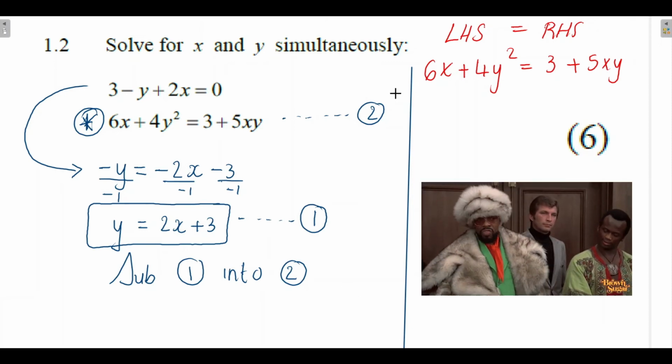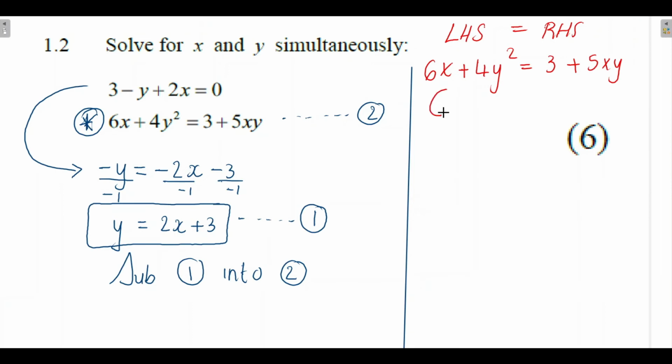So we're going to substitute these values. We said that x was equal to negative 1 and y was equal to 1. So 6, where you've got x, you put negative 1, plus 4, where you see y, you put 1, squared, which is equal to 3 plus 5, where you've got x, negative 1, where you've got y, 1. You can simply use your calculator and check that the left hand side is equal to the right hand side.